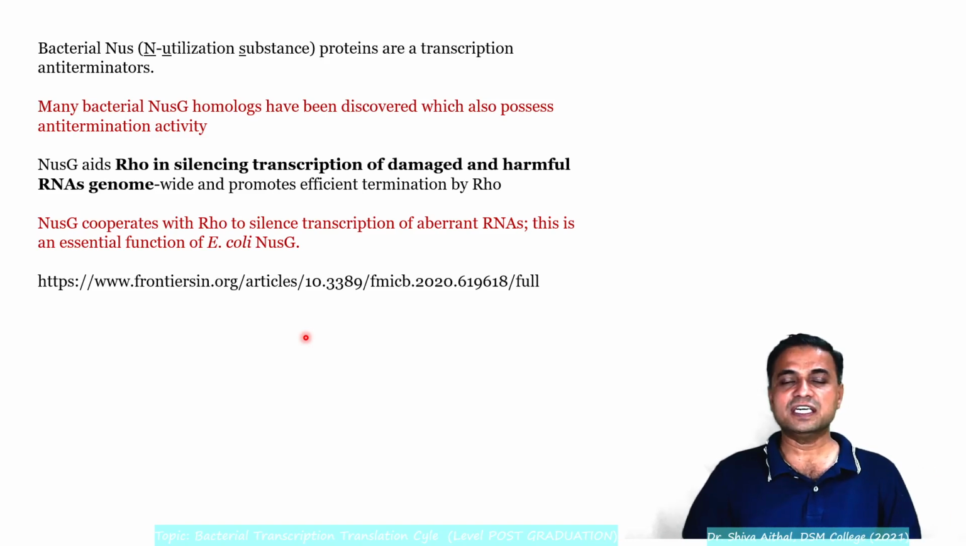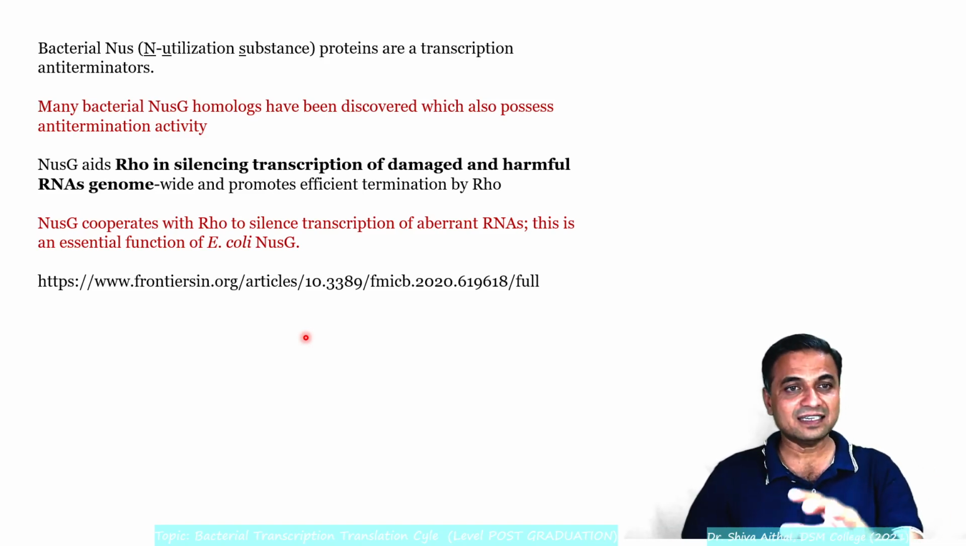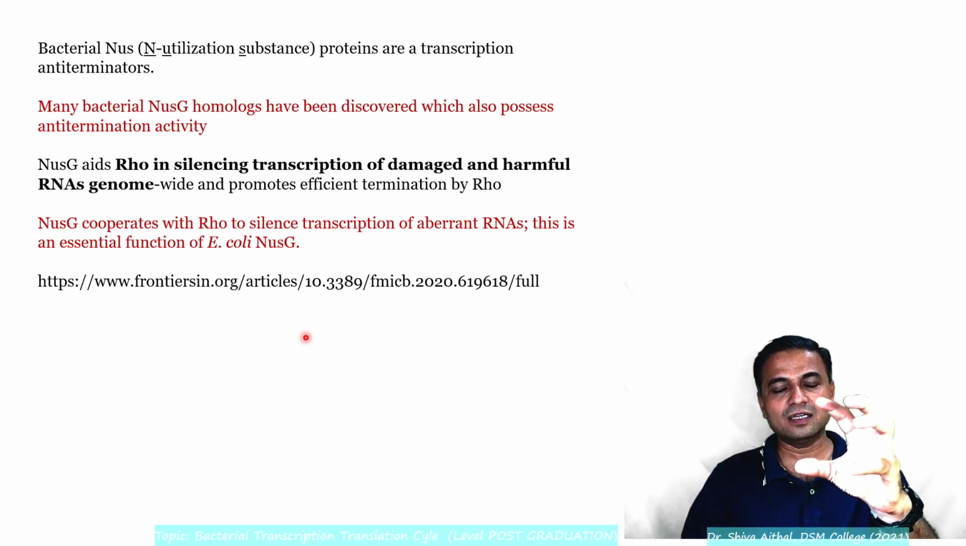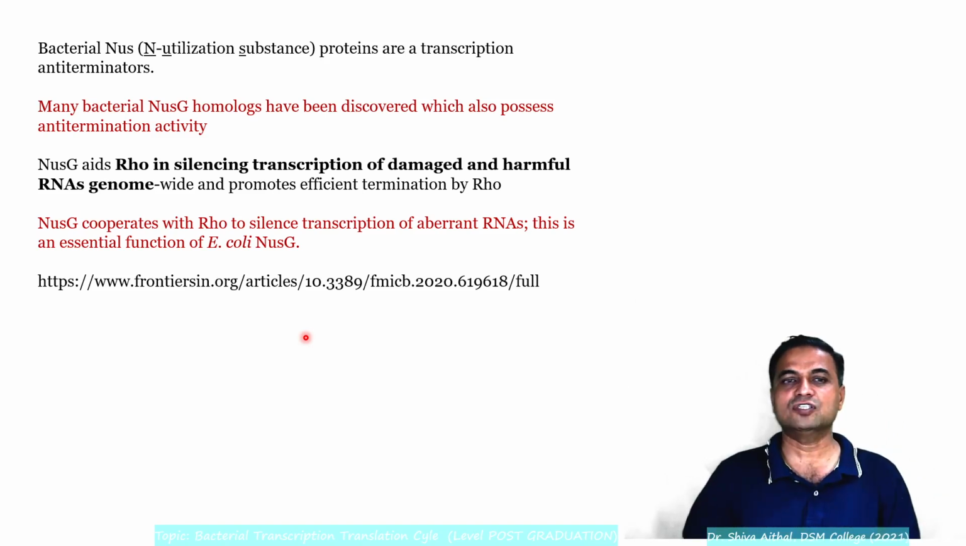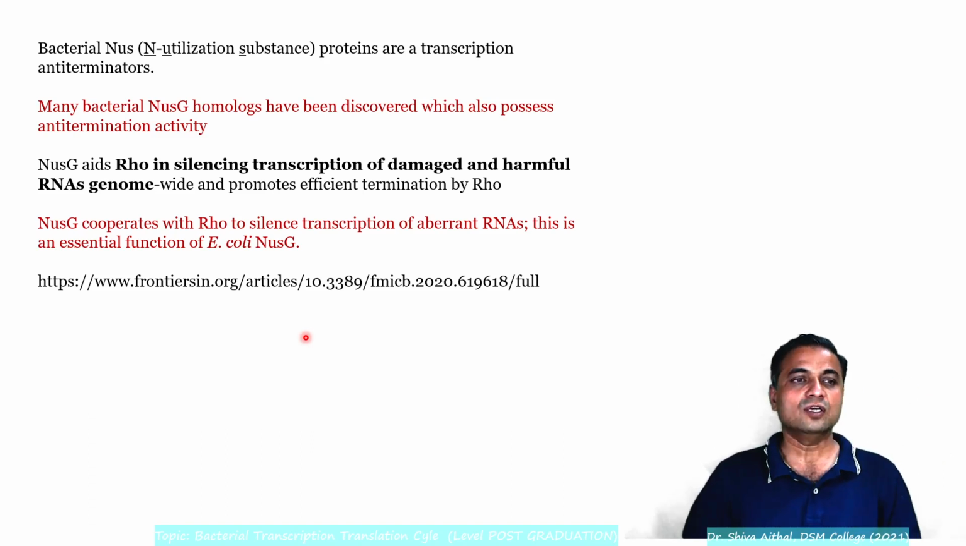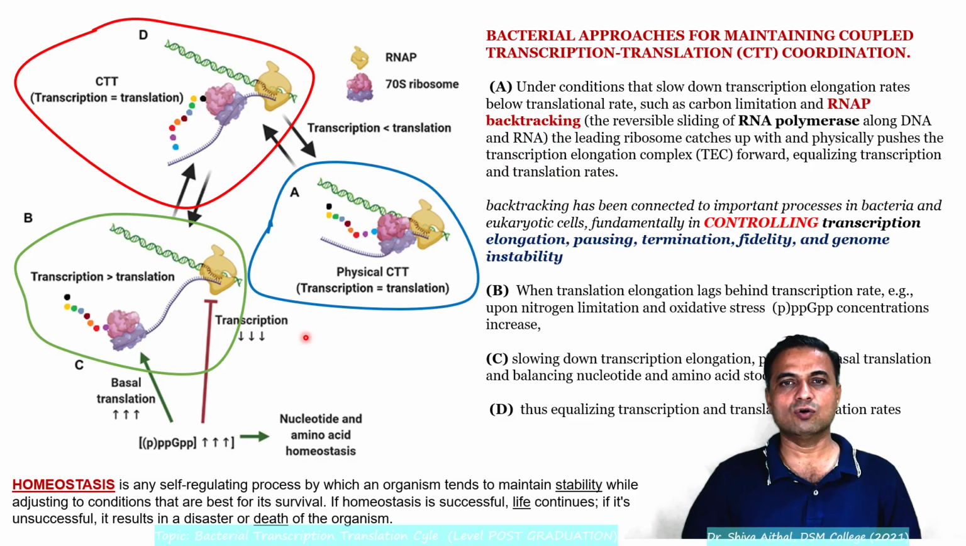activity. NusG aids in Rho silencing of transcription. Rho silencing, as I said, NusG is also involved in making Rho inactive, especially where there are damaged DNA and damaged RNA, due to which there may be a diseased protein, maybe a protein responsible for some disease. If there is a probability of that being synthesized, then NusG doesn't allow that Rho to act. So NusG cooperates with Rho to silence the transcription of aberrant RNAs, and this is an essential function of E. coli NusG. I have given a link here. There is a full length paper regarding this. You can read and enjoy the whole process.